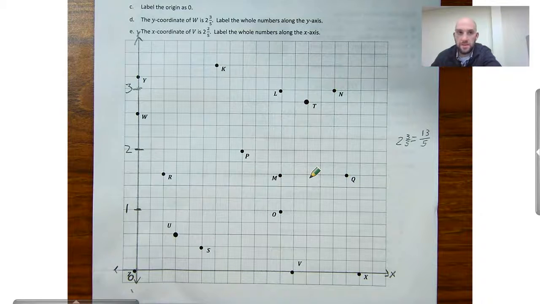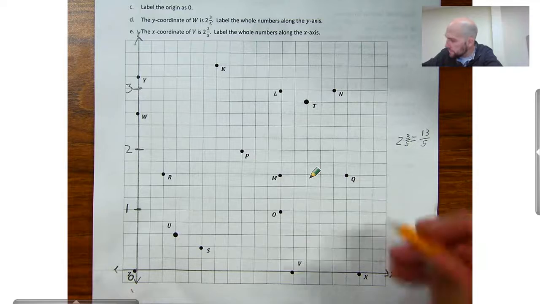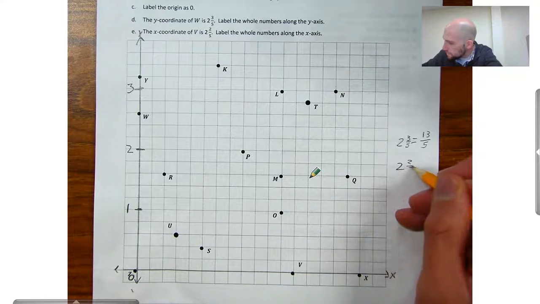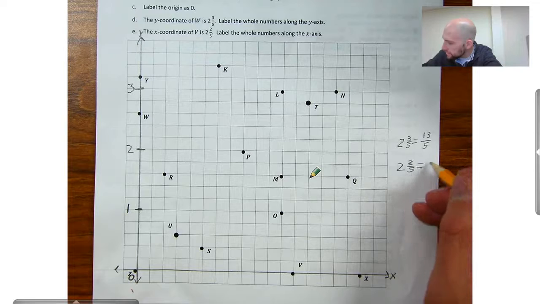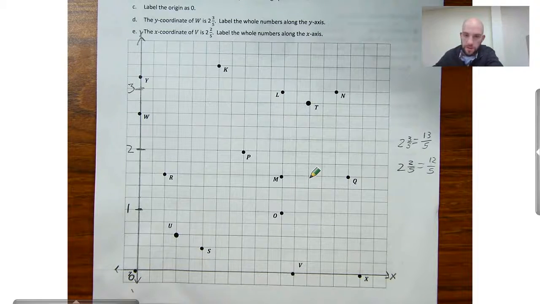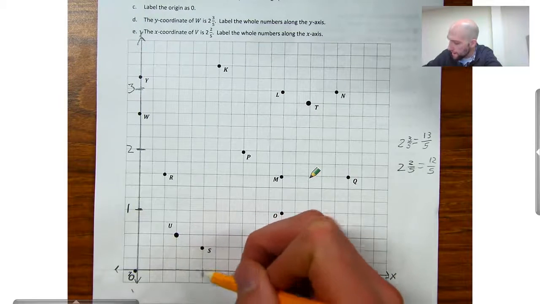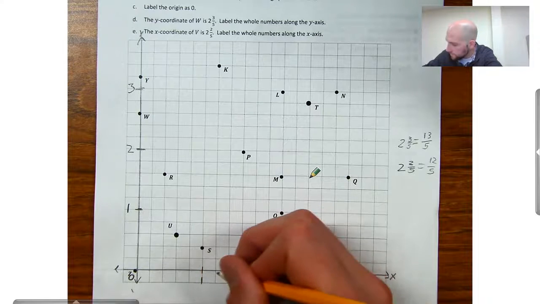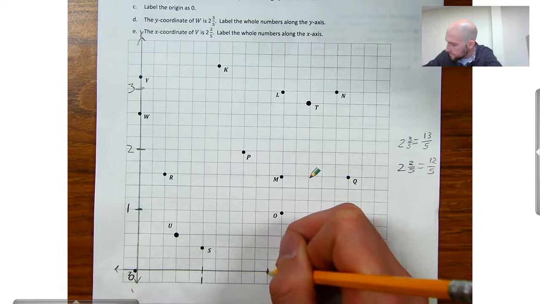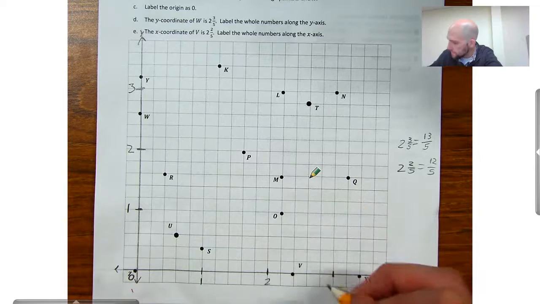So how about our x-axis now? It says the x-coordinate of V is 2 2/5. So V's right here. This is 2 2/5. Well, 2 3/5 is 13/5, so 2 2/5 is 12/5. Count 1, 2, 3, 4, 5, 6, 7, 8, 9, 10, 11, 12 over to V. So again, these are fifths. Every 5, we can put a whole number. 1, 2, 3, 4, 5. There's 1. 1, 2, 3, 4, 5. That's 2. 1, 2, 3, 4, 5. And that's 3.